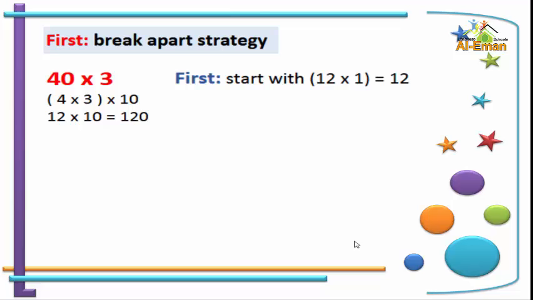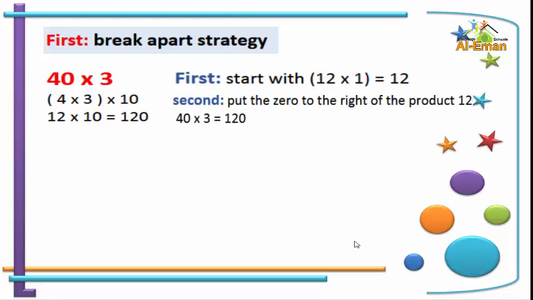First, start with 12 multiplied by 1. 12 multiplied by 1 equals 12. Second, we have a 0, so put 0 to the right of the product 12. The product became 120. So 12 times 10 equals 120.